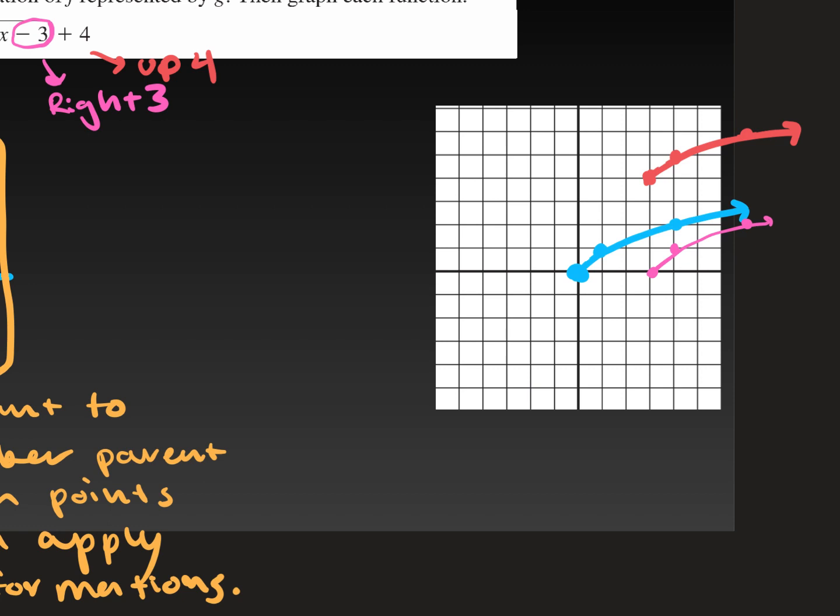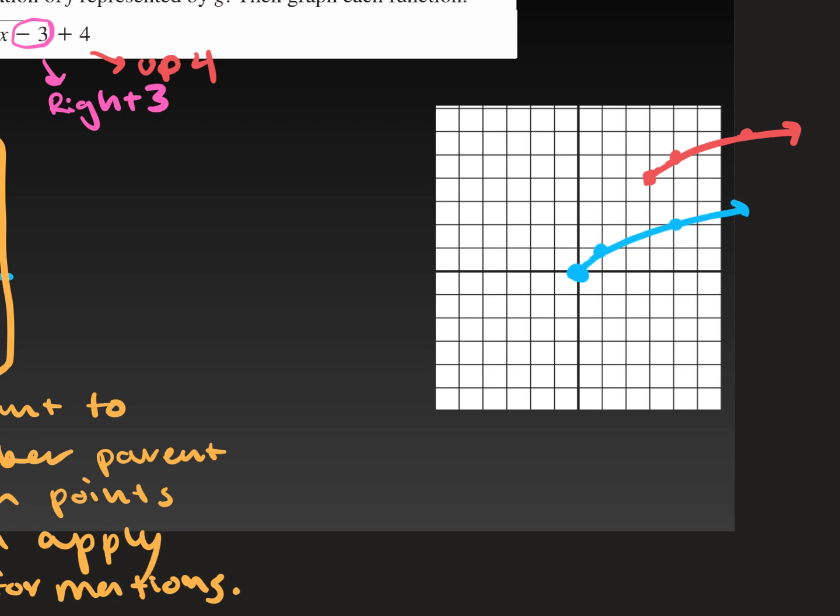But you don't have to do it in 2 separate steps, but if it helps you see how to move it, then move it. But you can just say, I'm going to the right 3 and up 4. So move each point to the right 3 and up 4. This point gets moved to the right 3 and up 4. This point gets moved to the right 3 and up 4. So our entire graph just gets shifted to the right 3 and up 4. Any questions on how we got this graph?